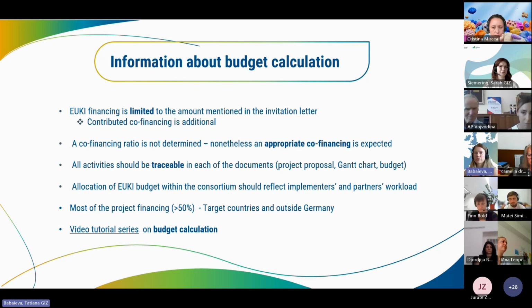Another important general remark is that the allocation of EUKI budget within the consortium should reflect implementers and partners' workload. Most of the project financing, more than 50%, must be allocated to the organization in the target countries. The vast majority share of the project budget should go to the implementing organization outside Germany. You can find information for the budget calculation in our video tutorial series as well.